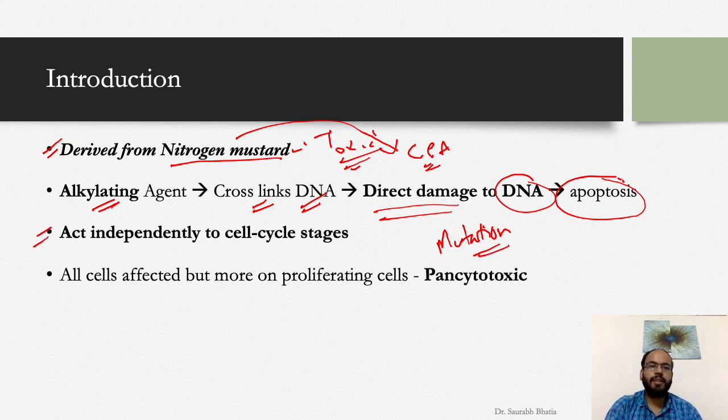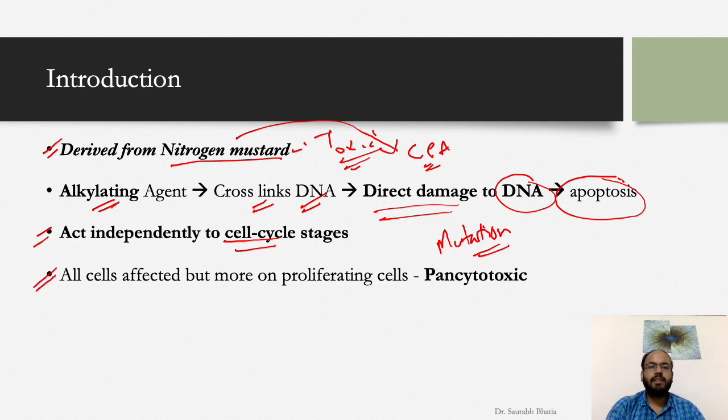Now, cyclophosphamide acts independently of cell cycle stages. Previously, we have read about other immunosuppressives like methotrexate or azathioprine or mycophenolate mofetil, and they act on specific cell cycle stages, predominantly the S stage, where the cell is synthesizing a lot of macromolecules for division. Now, since DNA is present at all stages of the cell cycle, the damage can occur at any stage, and therefore cyclophosphamide acts independently of cell cycle stages. It can act on all stages.